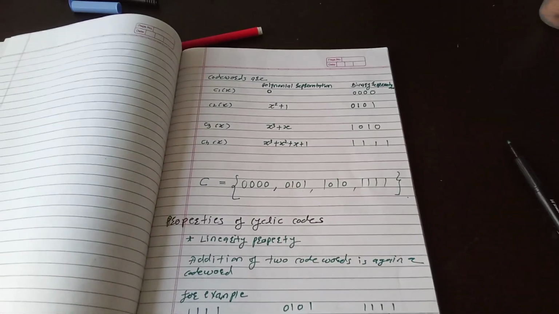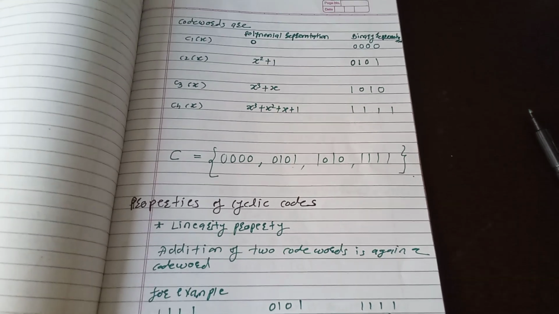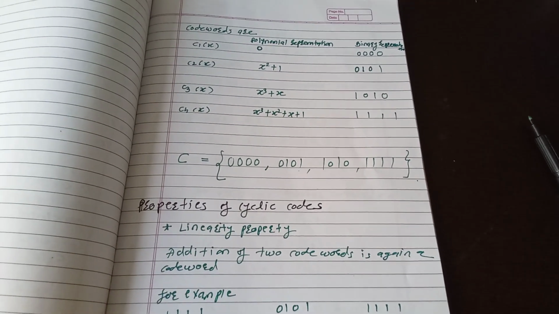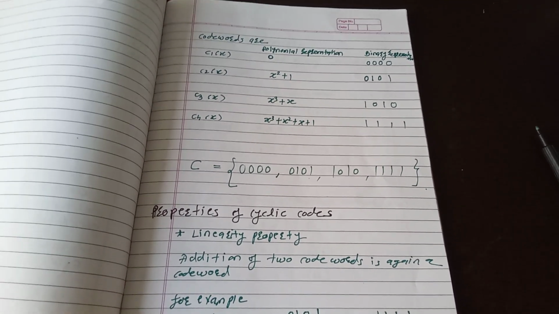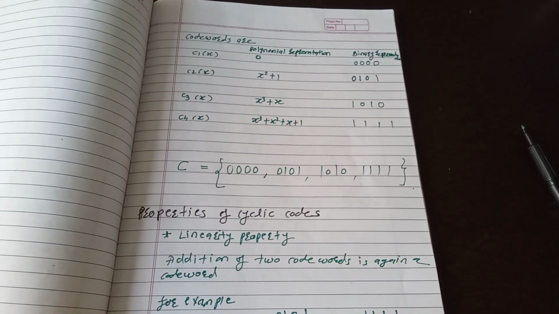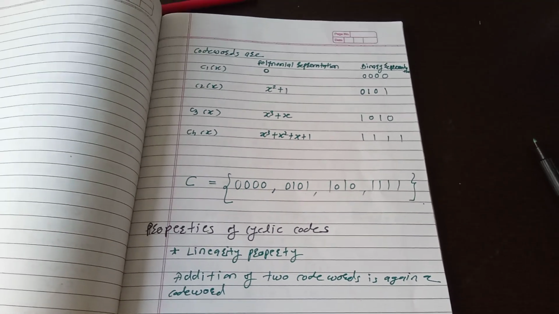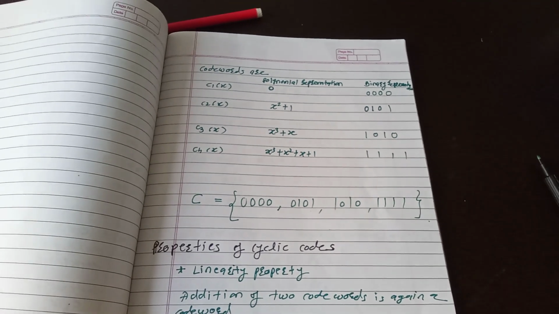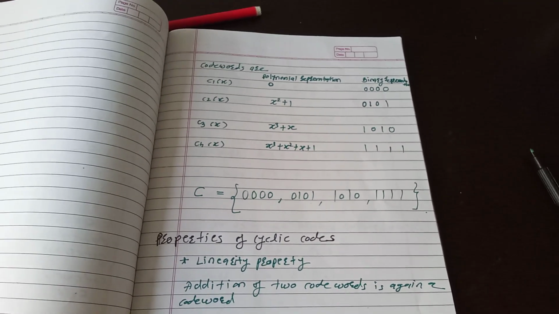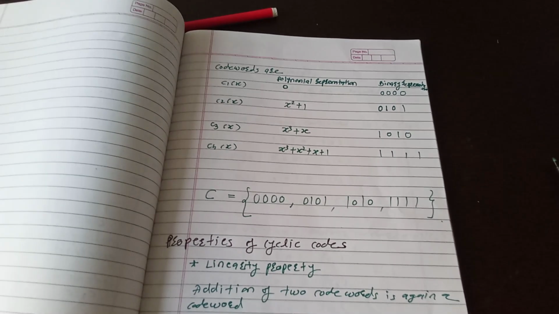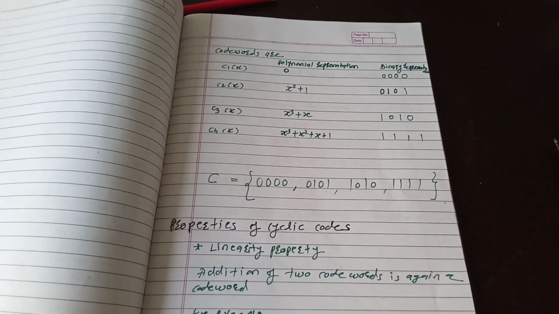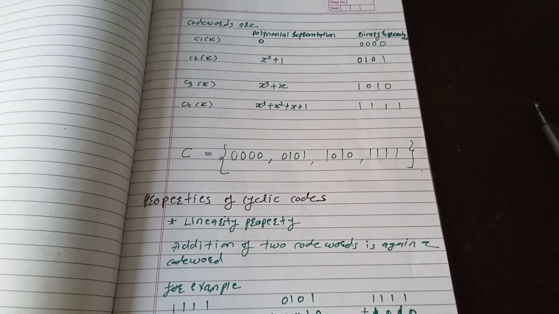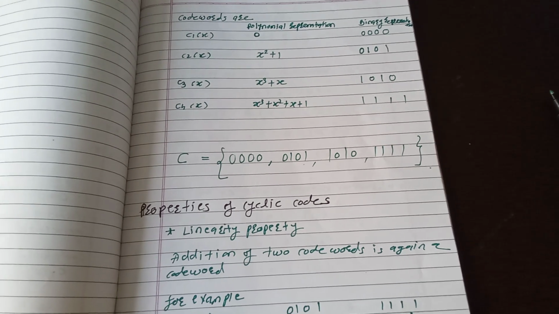So that's it for this video. I hope you understood how to obtain the non-systematic cyclic code, which is obtained by multiplying the message polynomial with the generator polynomial. You also understood how to obtain the generator polynomial, and what the properties of the cyclic codes are, through the example.